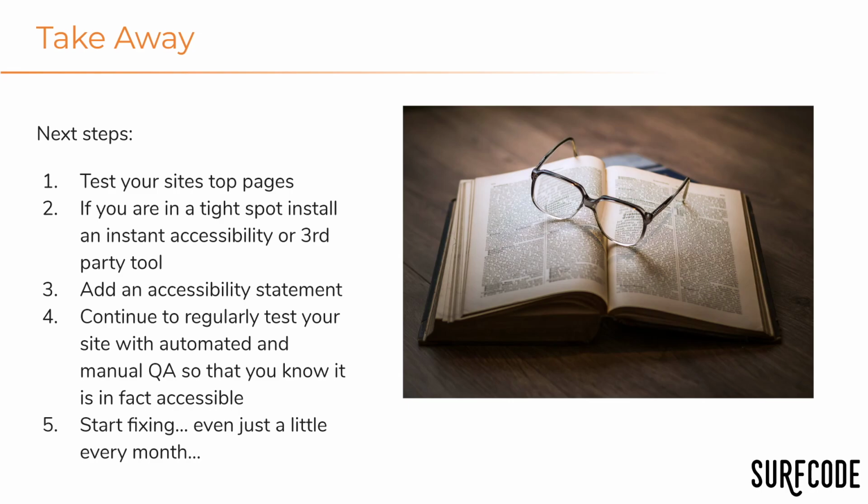And step 5, whatever you find when you're testing your site, start fixing, even if it's just a little bit. Even if you fix one item a month, over time, this will have an impact. Prioritize those items that need to be fixed: what's going to have the highest impact, what's going to be the easiest to fix, and try to find a happy medium in the middle so you can make progress every month with your site.